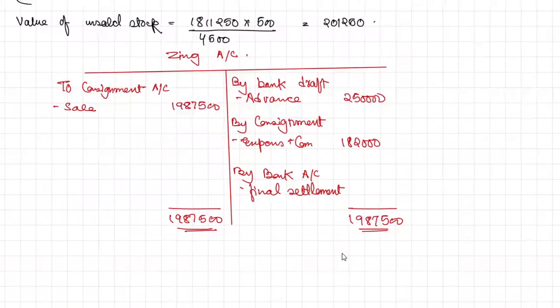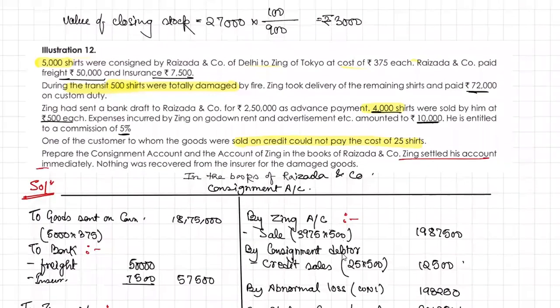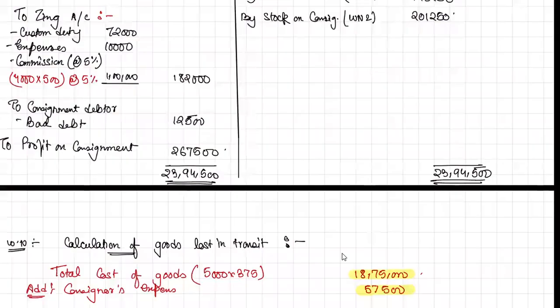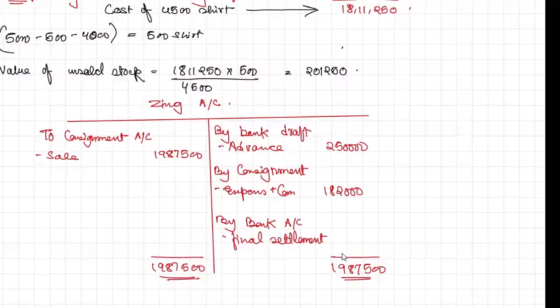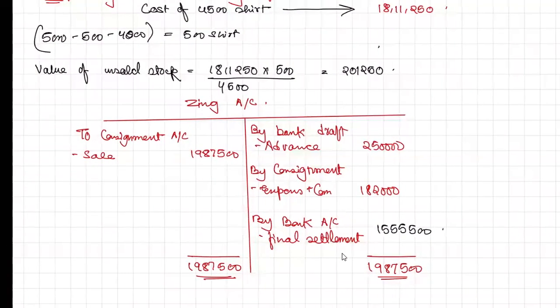Why are we getting this final settlement? Because the question itself says that Zing settled his account immediately. Settled means the balance has been transferred. So how much is coming here? 15,55,500. Okay, it was as simple as that.